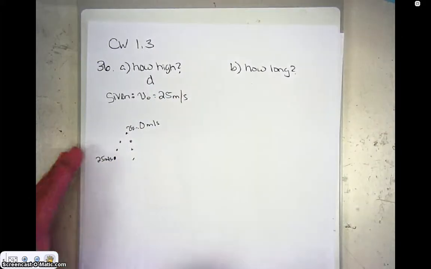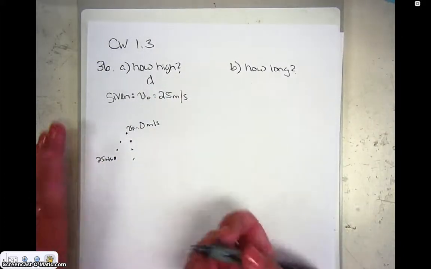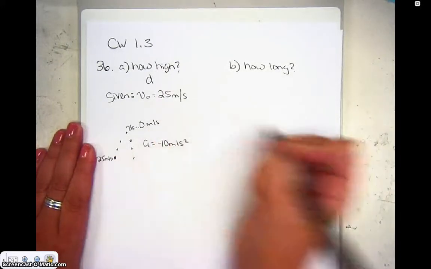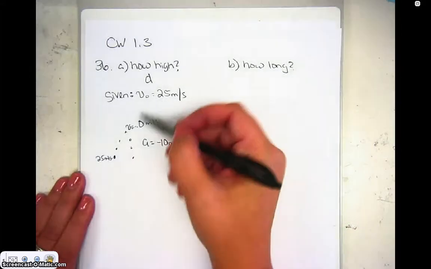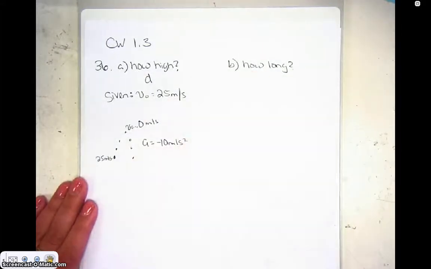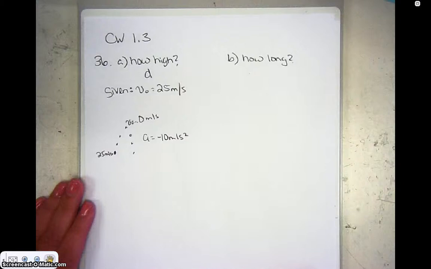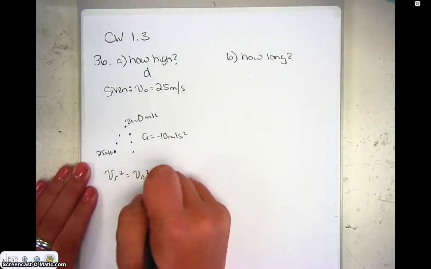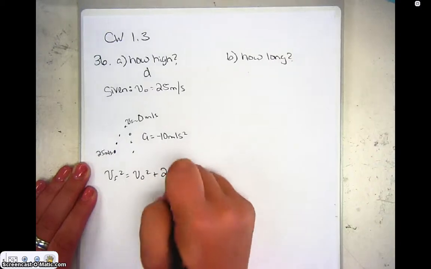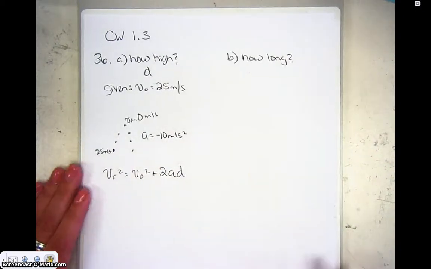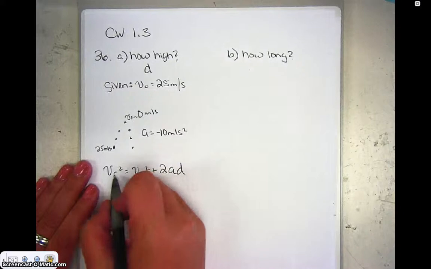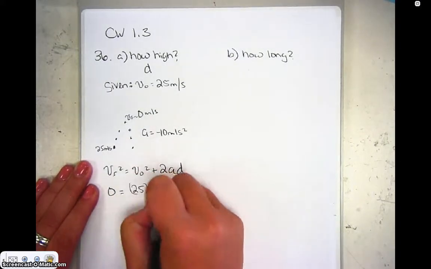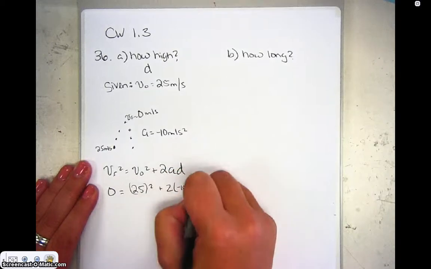Now, the other thing that I can assume is because it's flying through the air, I know gravity. So acceleration is negative 10 meters per second squared. All right, so I have V initial, I have V final, I have A, and I'm trying to find D. So the equation that I'm going to use is V final squared equals V initial squared plus 2AD. Then I just plug in what I've got. V final squared is 0 equal to 25 squared plus 2 times negative 10 times D.